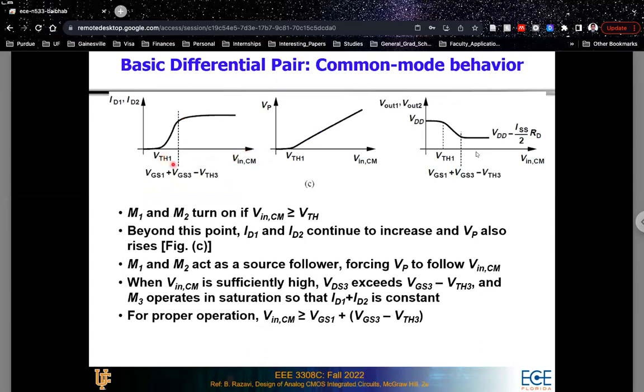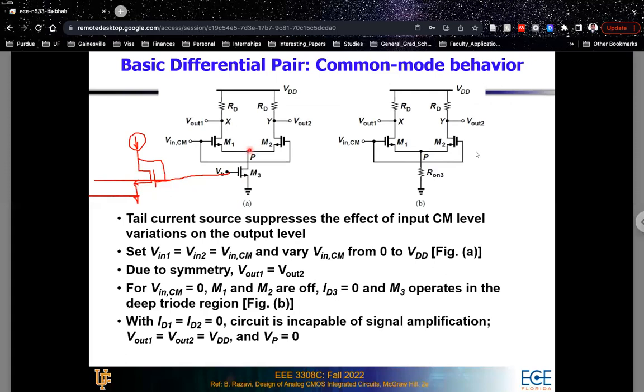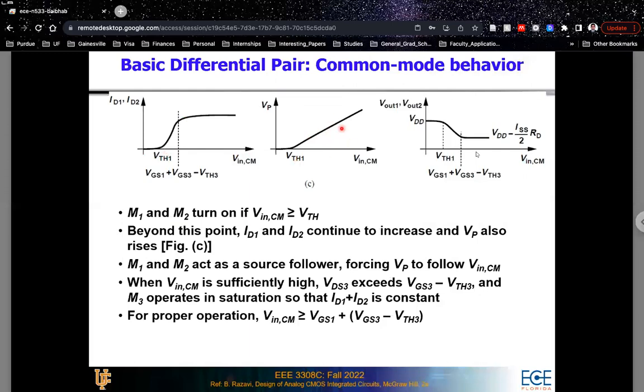So again, graphically, if we represent this, then we can say that your M1 and M2 transistors turn on only if the Vin,CM is more than the threshold voltage. So let's say you're plotting Vin,CM on your x-axis. And on your y-axis, you're plotting ID1 or ID2 for the left-hand side curve. Vp, the voltage at the source terminal of M1 and M2, is what you're plotting in the middle curve. And on the right-hand side, you're plotting Vout1 or Vout2.